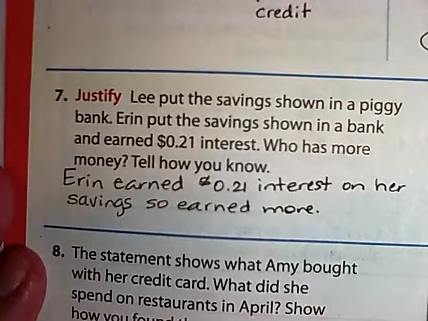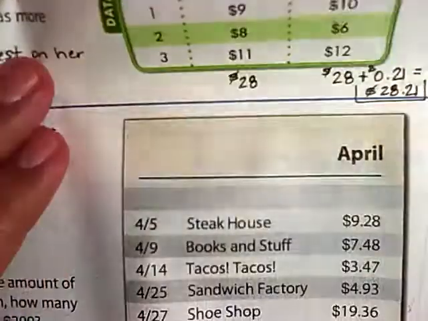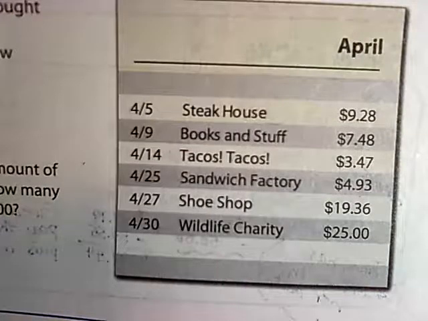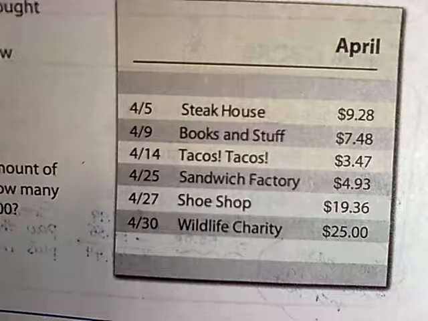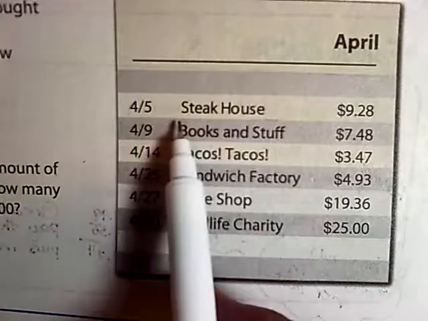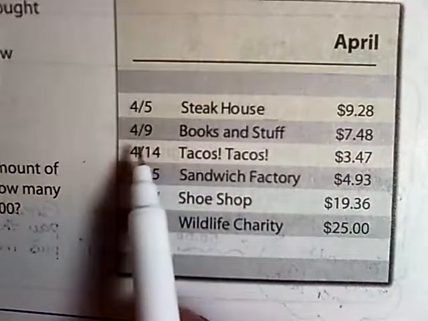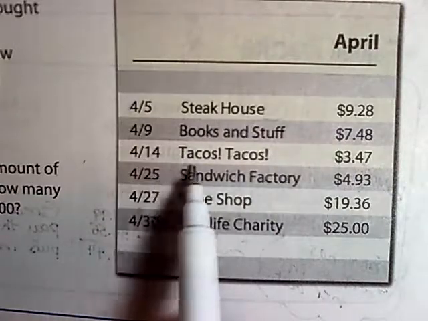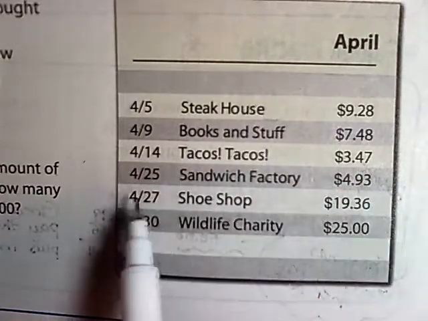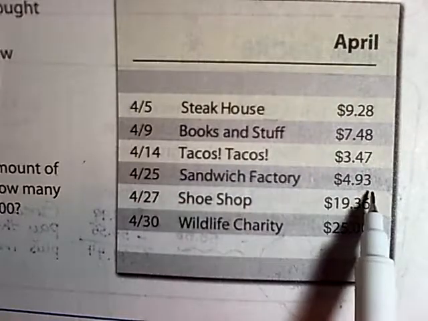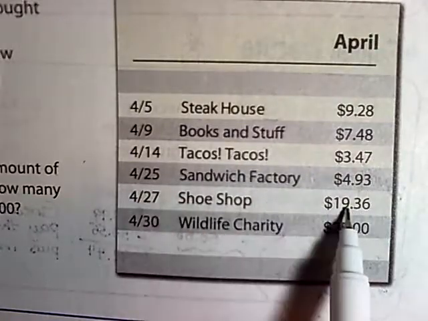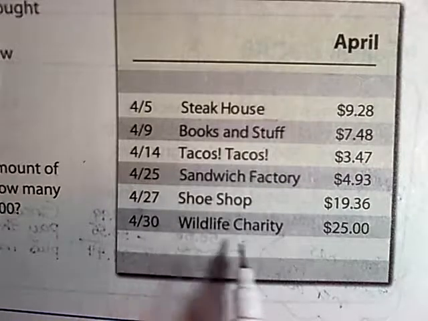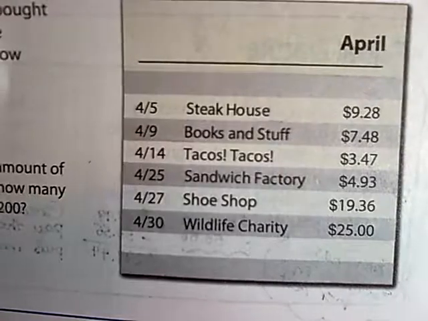Excellent. Let's take a look at number 8 and 9, which are connected to this right here. I guess it's like a receipt, or maybe this is the checkbook register in their account. Okay. It looks like on April 5th, they went to the steakhouse and paid this much. They went on the 9th to Books and Stuff and paid this much. On the 14th to Taco Tacos and spent this much. On the 25th, Sandwich Factory spent that much. Shoe Shop on the 27th spent that much. And finally, on the 30th, they went to a charity event and they donated $25.